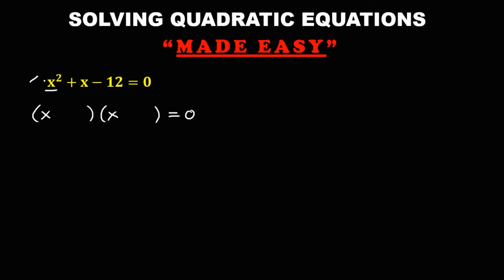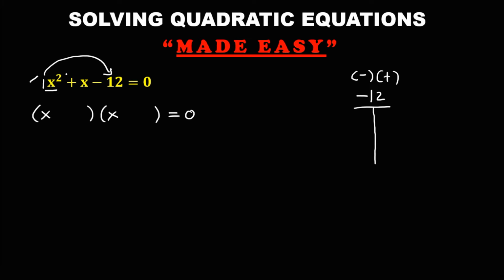Then since x squared has a numerical coefficient of 1, multiply this one to negative 12. So this is negative 12. Then we need to find the factors of this negative 12. Since this is negative, in the factors, one is negative and one is positive, because negative times positive is negative.